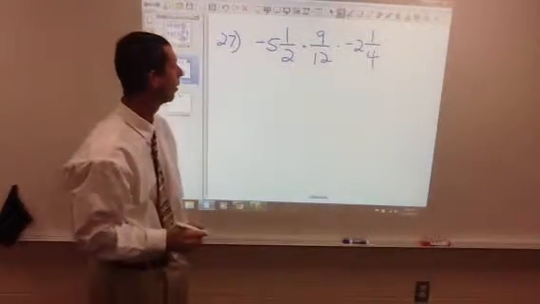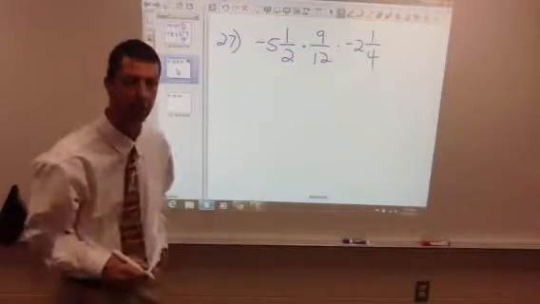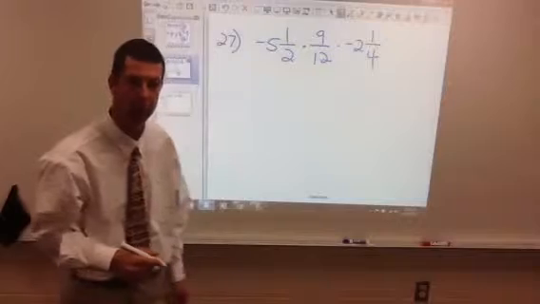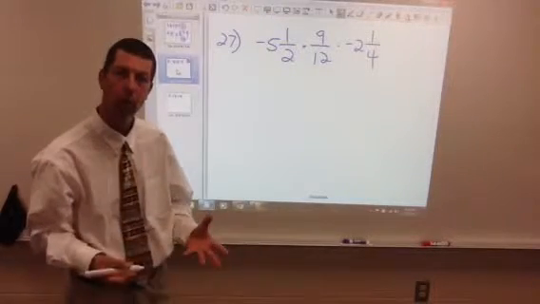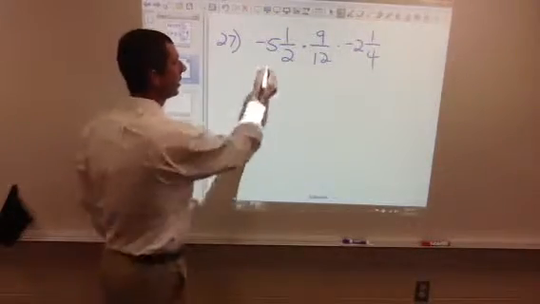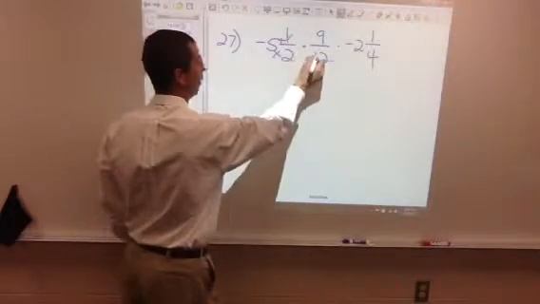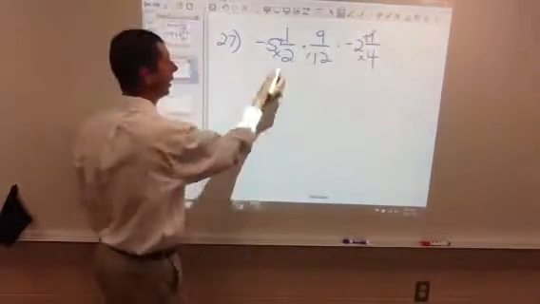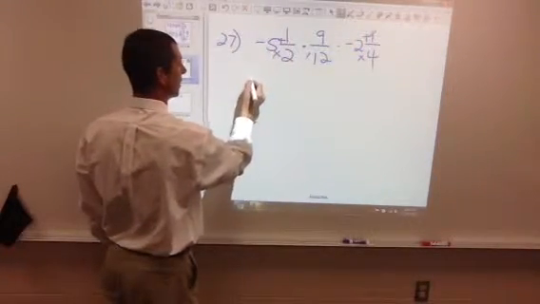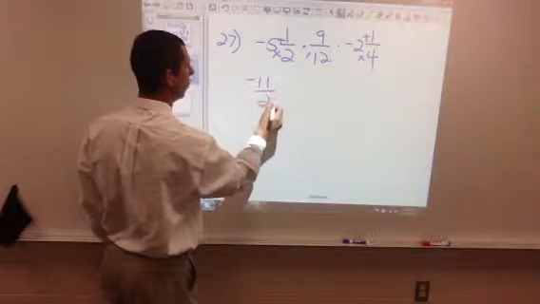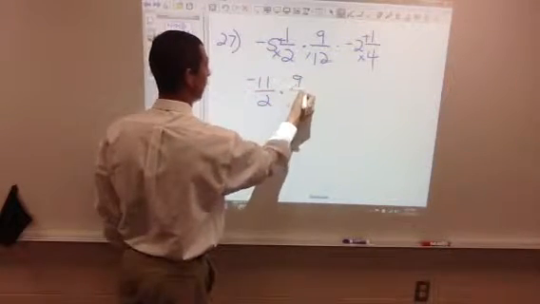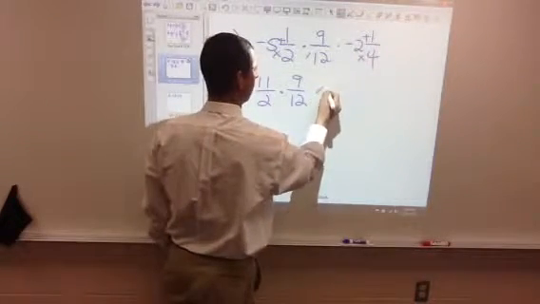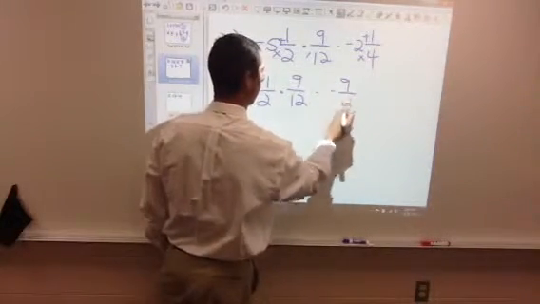Okay, now here's one a little more challenging. This is number 27 off of the worksheet. When you get to these type of problems, you might have to show your work on a separate sheet of paper. If there's enough room on the worksheet, you can show it right there. These all have to be made improper. Well, this one is already okay. So this is negative 11 over 2 times 9 over 12, times 8 and 1 is 9, negative 9 over 4.